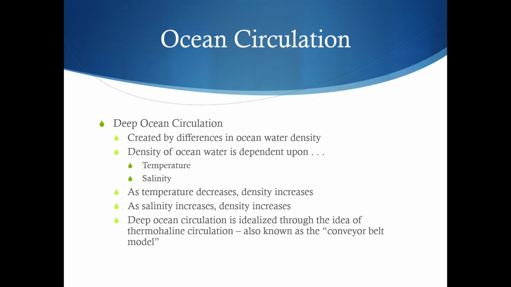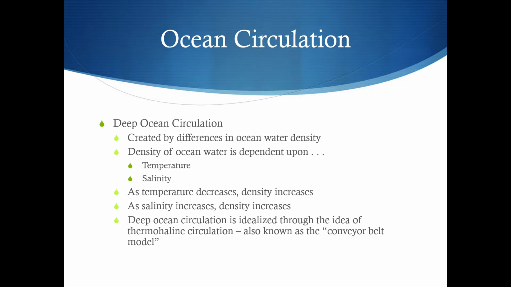There's another type of circulation, however, that happens, and that's called deep ocean circulation. Whereas surface circulation is caused by friction between wind and the surface layers of the water, deep ocean circulation is created by differences in ocean water density. Now, density itself in the ocean water is dependent upon 2 things: the temperature of the water and the salinity, or the dissolved salts in the water.